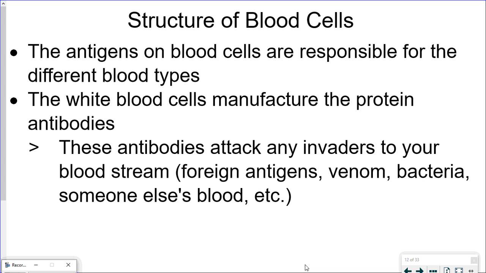So looking at the blood cells themselves, the antigens that are actually on the blood cells are responsible for the different blood types. So we have A antigens and B antigens that will determine what your blood type is. The white blood cells manufacture the antibodies, and these attack any invaders in your bloodstream, like any foreign antigens that should not be there. Venom, if you get a snake bite or something like that, they can attack that venom itself. Bacteria, infection, or someone else's blood.